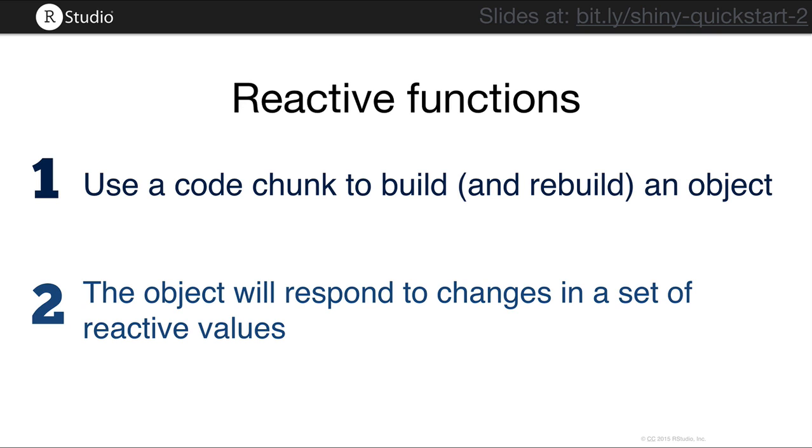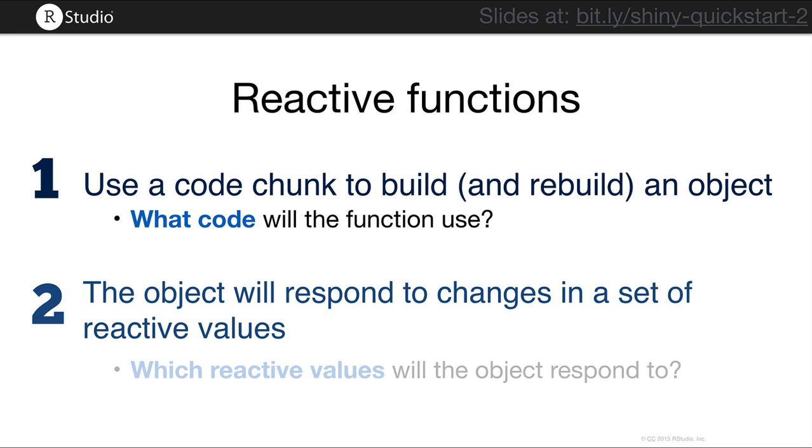If you want to understand these functions at a deep level, then when we go through them, I suggest you ask yourself 2 questions. First, for each function, ask yourself, what code will the function actually use to build the object or rebuild the object? And second, ask yourself, what reactive values will the object created by the function respond to? It'll normally be obvious what code the function is going to use, but it'll be a little more subtle to understand which reactive values the object will respond to. But of course, that's a very important part of the process, and I'll try to make it clear.